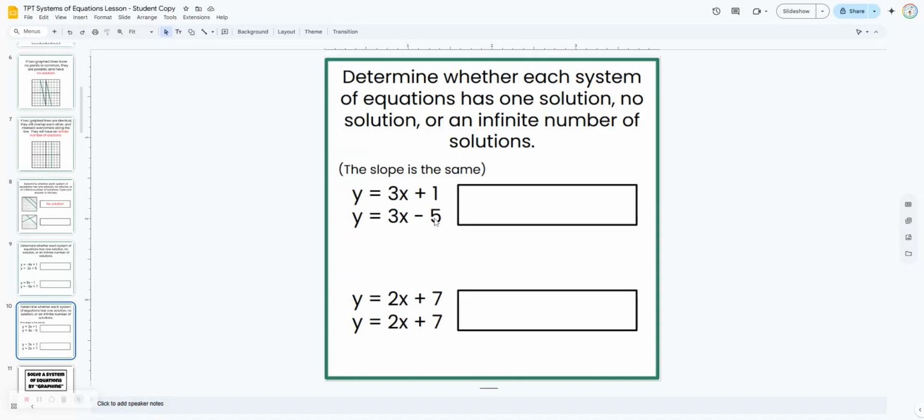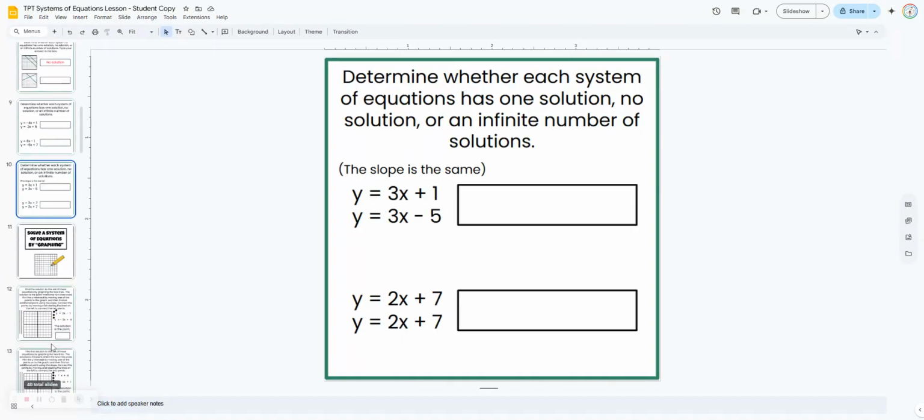And here we have 2 different lines, but they have the same slope. We know they're different because they both cross the y-axis at different points. But if the slope is the same, that means the lines are going to be parallel, so no solution. And here's an example when the lines are the same, they're going to intersect everywhere along the line, and so that would be infinite solutions.